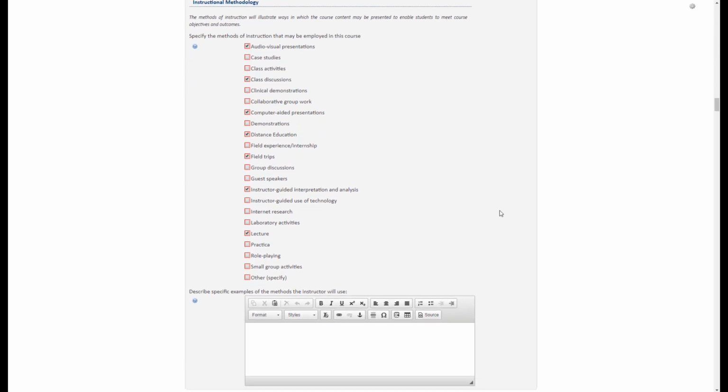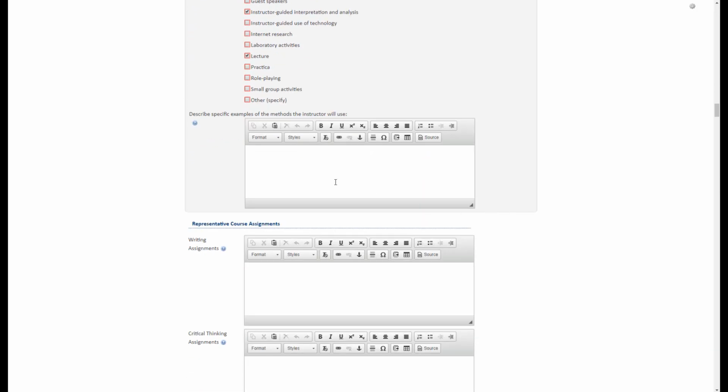Now it asks us to describe specific examples of methods the instructor will use. You must provide examples of methodology used by the instructor to cause learning and to describe what students will be doing and experiencing with respect to the instructor, others, and their environment. These examples can begin with "the instructor will," but may also describe activities the students will be doing that lead to learning. The example should be appropriate to the objectives.